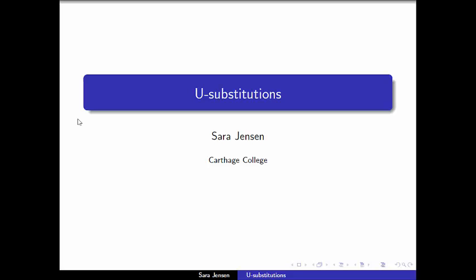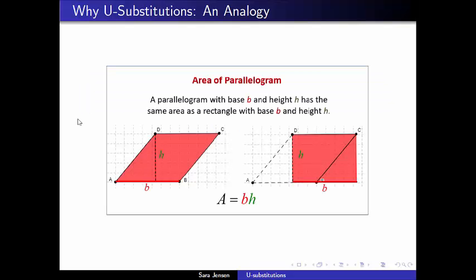In this video, we are going to do a brief introduction to integration using U-substitutions. So the first thing I'd really like to discuss, for reasons that'll become clear a little later on in some of the videos, is why are we doing U-substitutions? And in order to discuss why we're doing them, I'd like to give an analogy.